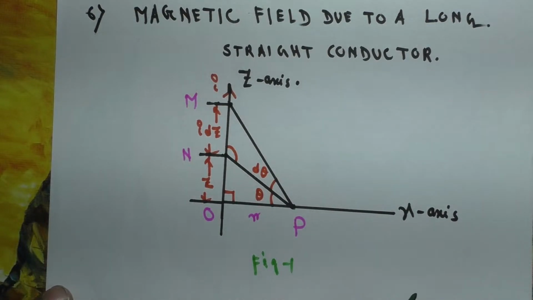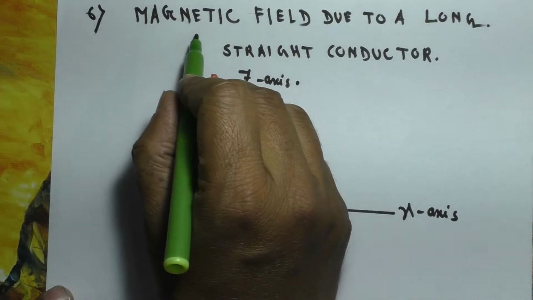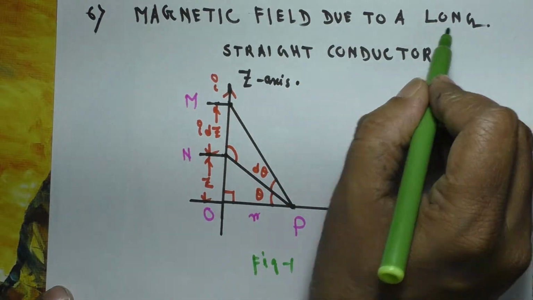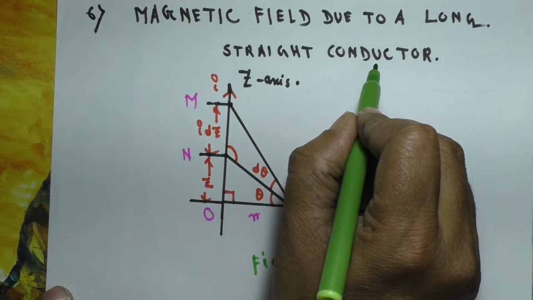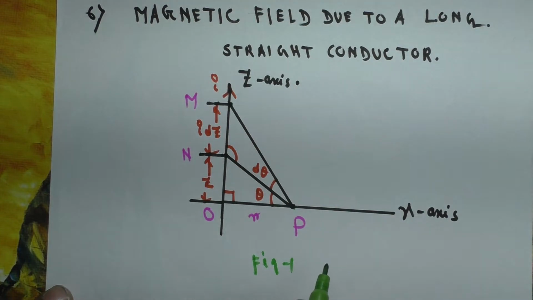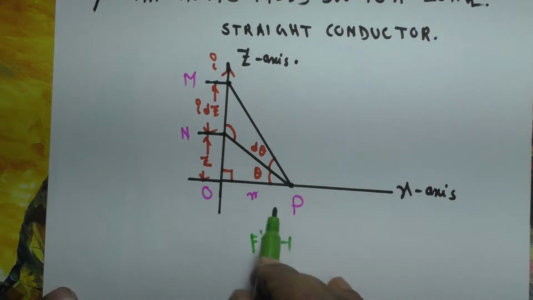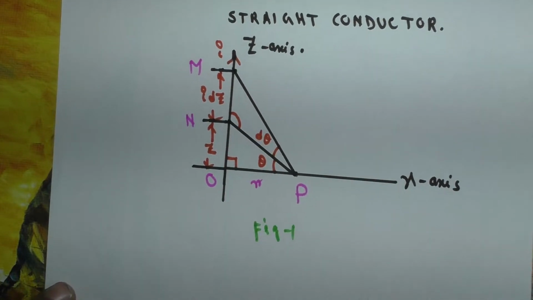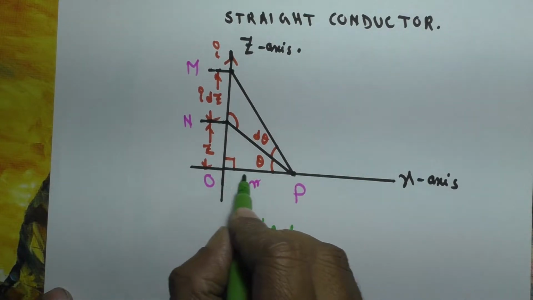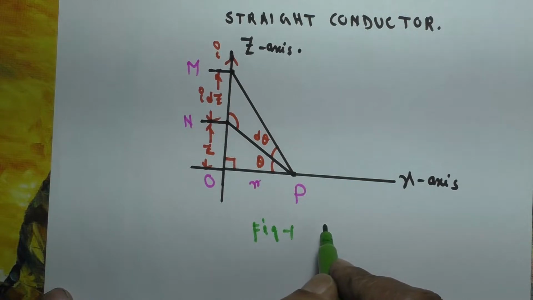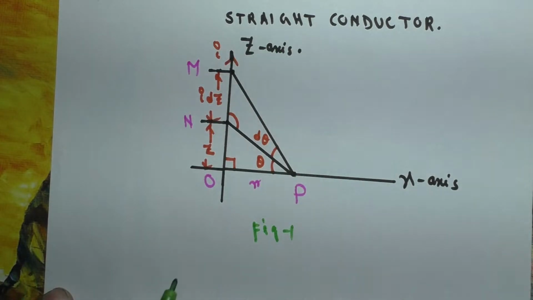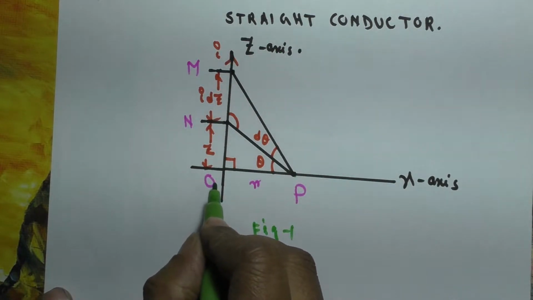I am going to discuss the magnetic field due to a long straight conductor. Let us first see the diagram. This is figure 1, and here is the x axis, the z axis, and the origin O.